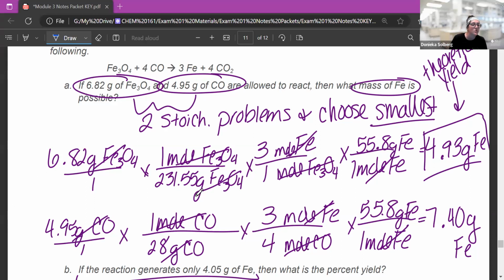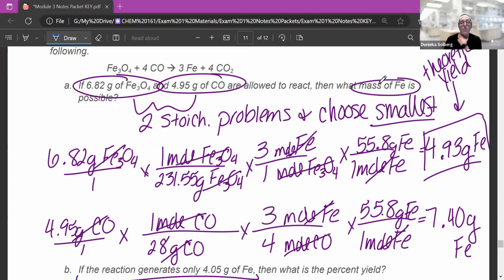So I'm going to convert to moles. So this one is Fe3O4. So this is the molar mass to 1 mole. I'm going to do the same thing for CO. This is 28 grams to 1 mole. So that's my convert to moles. Then my mole ratio. Okay, what am I trying to get over what I was given?